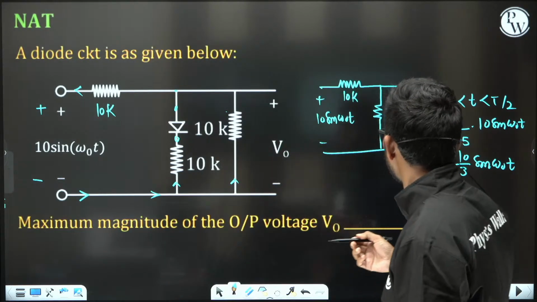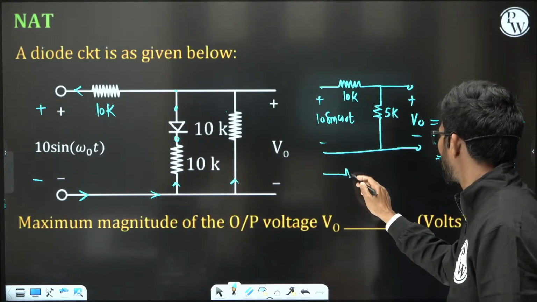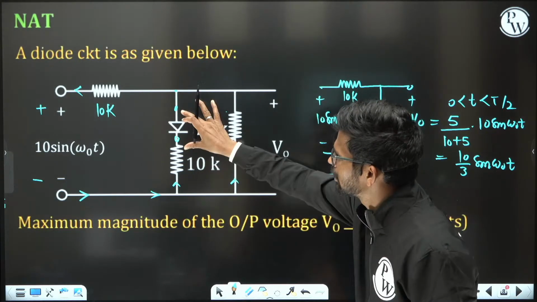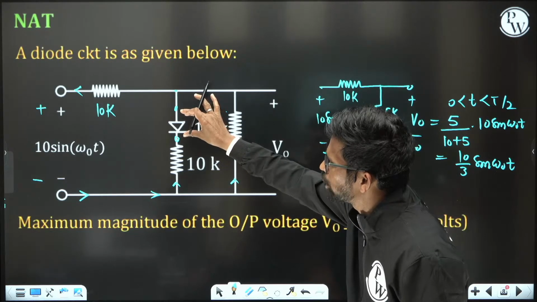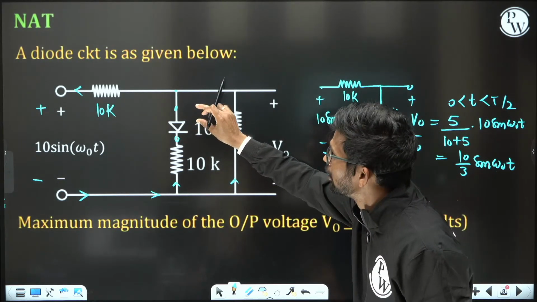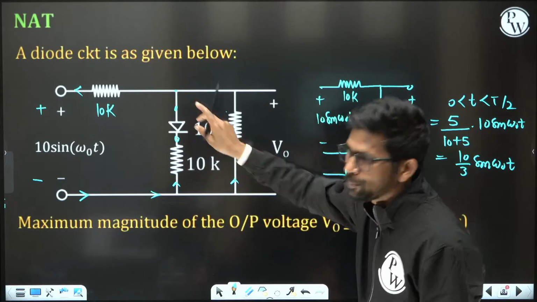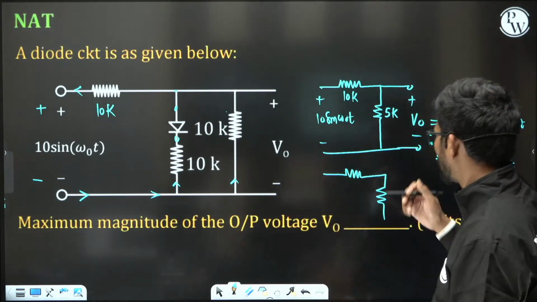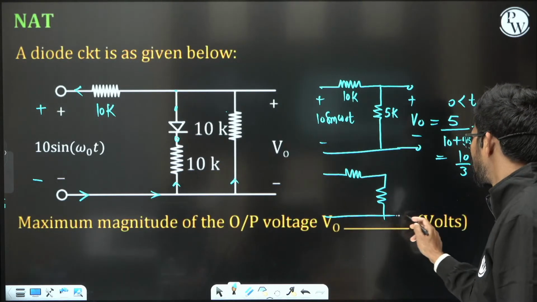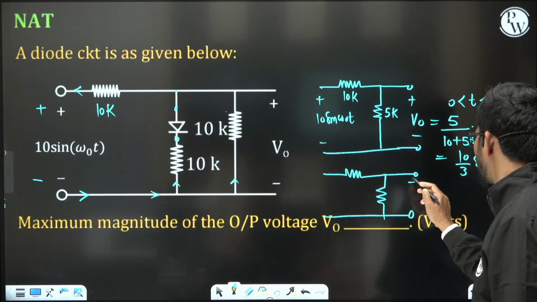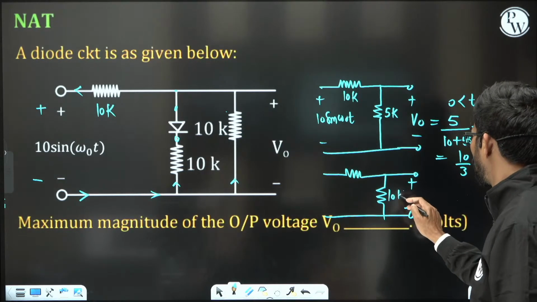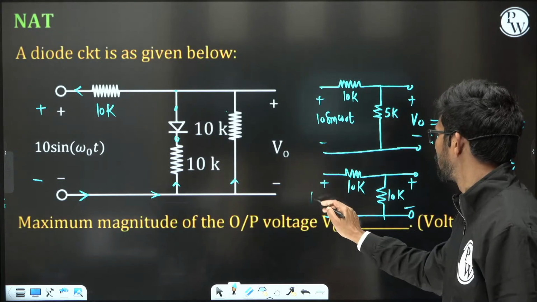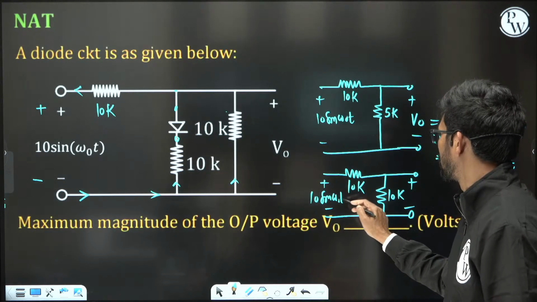And what will the equivalent circuit be? The equivalent circuit looks like this. This branch will be open circuited, so this 10 kilo ohm in series with an open circuit, meaning infinity, gives 10 kilo ohm plus infinity, which is infinity. That means that branch is open circuited overall. So only two resistances remain, this 10 kilo ohm and this 10k, and the source 10 sin omega naught t.